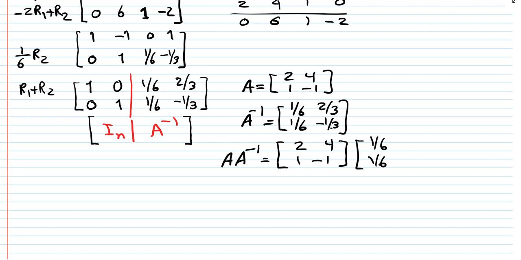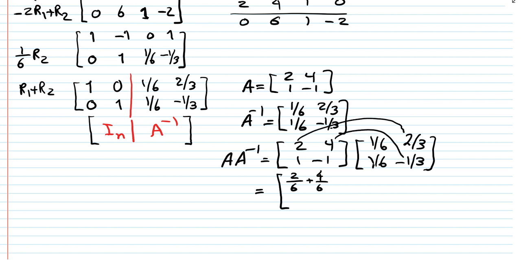multiplied by 1/6, 1/6, 2/3, -1/3. If I'm multiplying them this way, I'm going to multiply first row by first column to get the first row, first column element. That gives me 2/6 plus 4/6, right? Multiply this by that, first row by first column. And then I do first row, second column. That's 2 times 2/3 is 4/3 minus 4/3. And you can see that becomes 0.